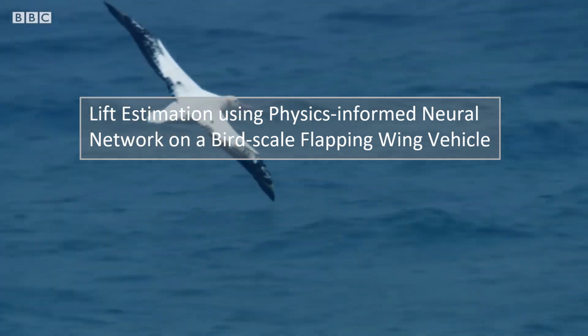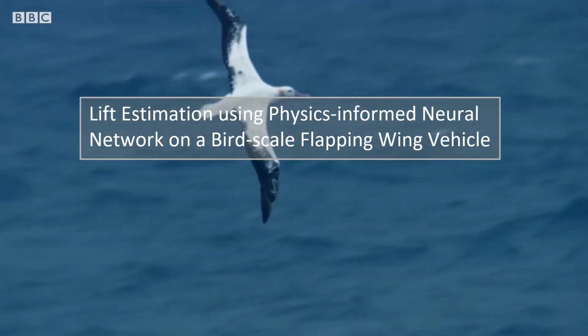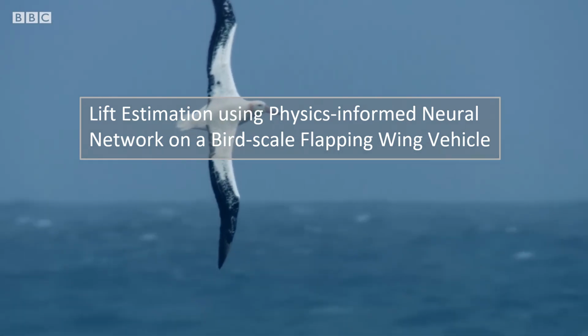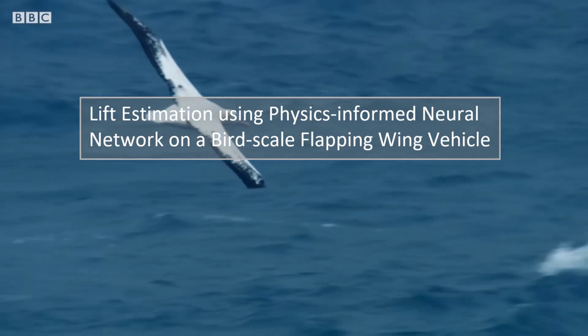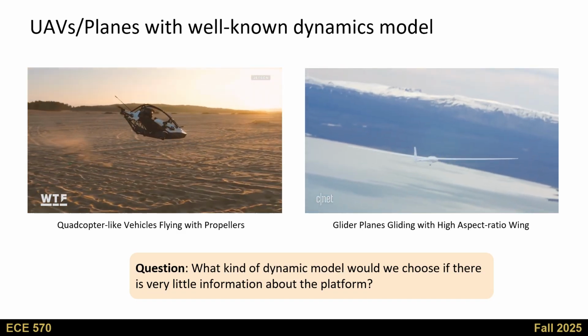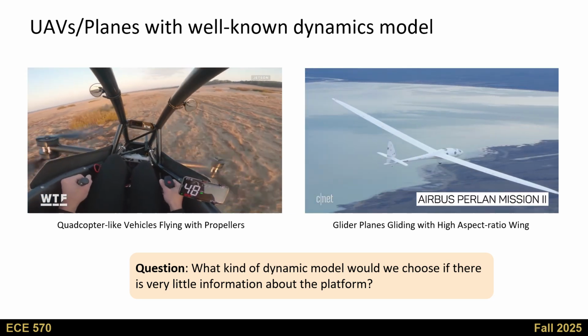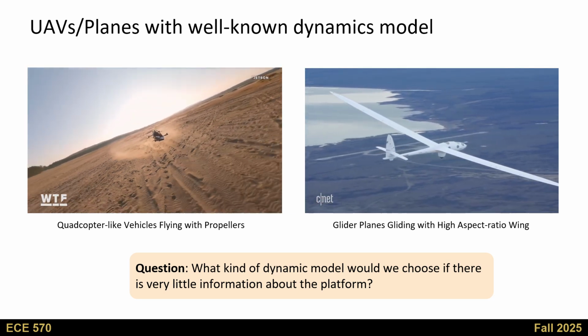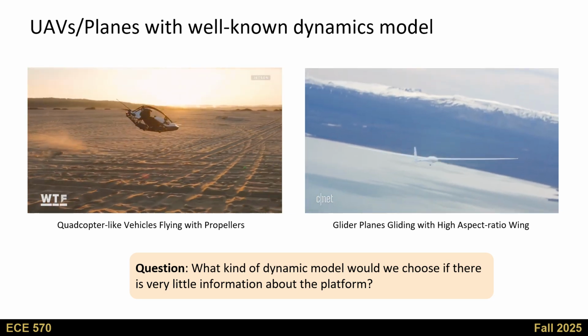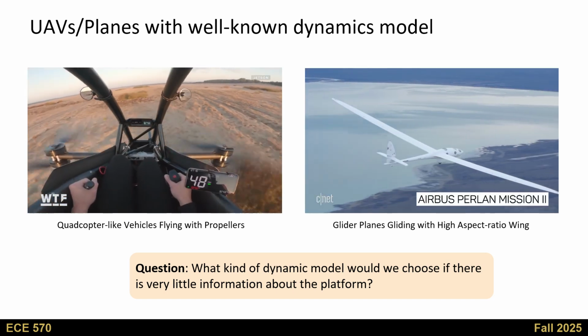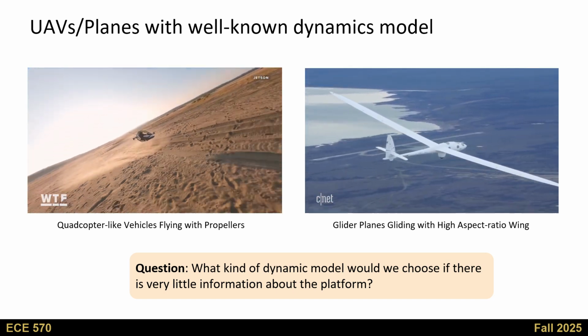Hello. Today I would like to present to you the lift estimation using physics-informed neural network on a bird-scale flapping wing vehicle. We see that UAVs and planes have well-known dynamics modeled for decades now. On the left, we see a quadcopter-like vehicle flying with propellers, and on the right, we see a glider plane gliding with high aspect ratio wing.